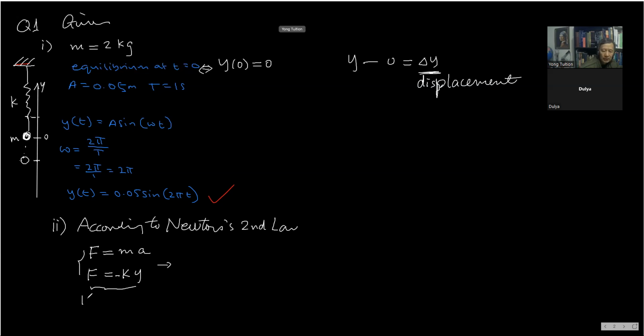Did they tell you about Hooke's law? Hooke's law. If you combine these two formulas, what is the formula for the acceleration A, by the way? A equals F over m, and you get a negative sign here.